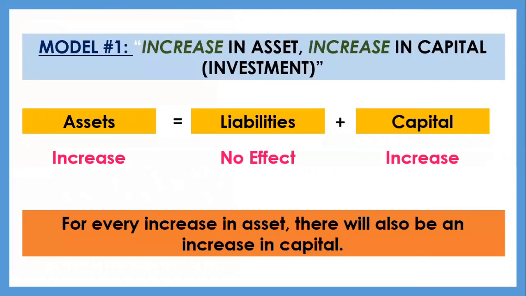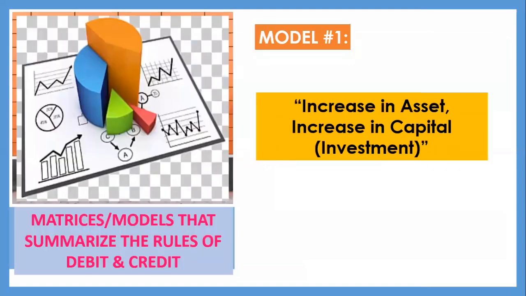But before giving the example, this is how our figure looks like for model number 1. So as you can see on the figure, this is how model number 1 looks like. As you can notice, we are using the accounting equation, which is assets equals liabilities plus capital. Okay, so going back to model number 1, it states increase in asset, increase in capital, which is our investment.